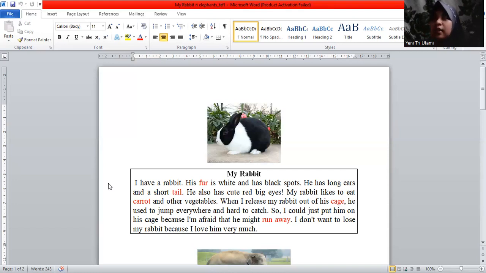And then for the next, I want to tell you guys about the language features used to create this descriptive text.